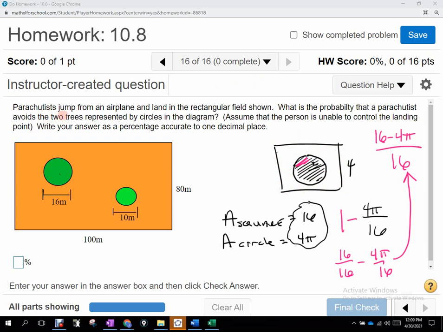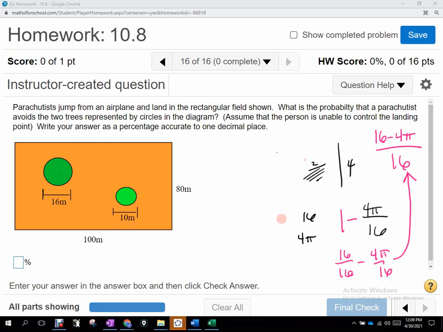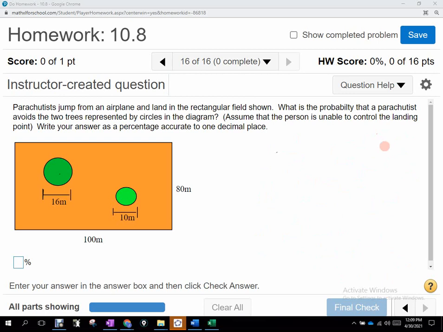So if you're a parachutist, you jump from an airplane and land in the rectangular field shown, what is the probability that a parachutist avoids the two trees represented by circles in the diagram? Assume that the person is unable to control the landing point. That idea, unable to control the landing point, would remove any extraneous skill that would maybe increase my probability of landing in the orange. Does that make sense? Okay, which would skew probabilities a little bit if I've got skill here.